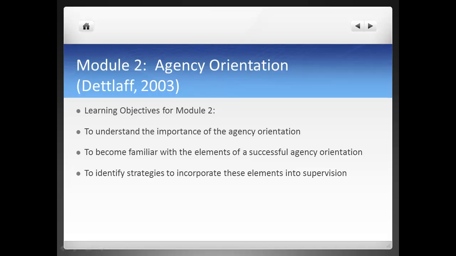The learning objectives for Module 2 will include understanding the importance of the agency orientation, becoming familiar with the elements of a successful agency orientation, and finally to identify strategies to incorporate these elements into your supervision.